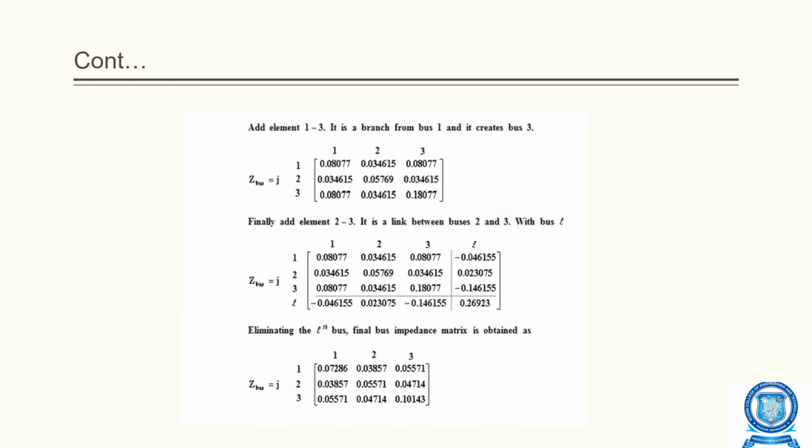Now with 1 to 3 you will be getting a 3 by 3 matrix of Z bus, and finally the element 2 through 3 is added between bus 2 and 3 with a j term. Finally, Z bus is equal to a 3 by 3 matrix. Thank you.